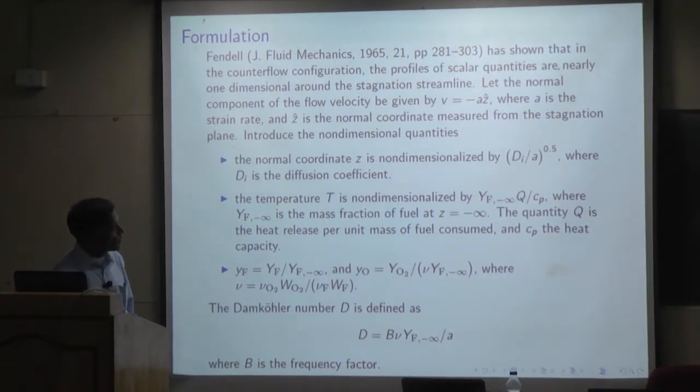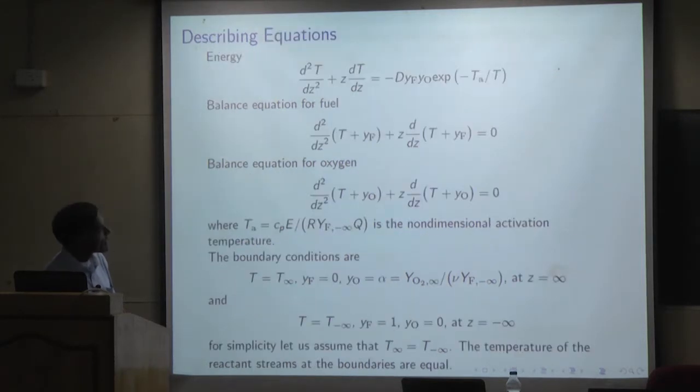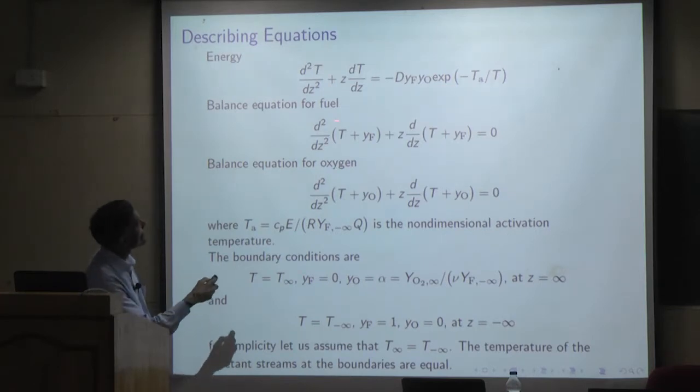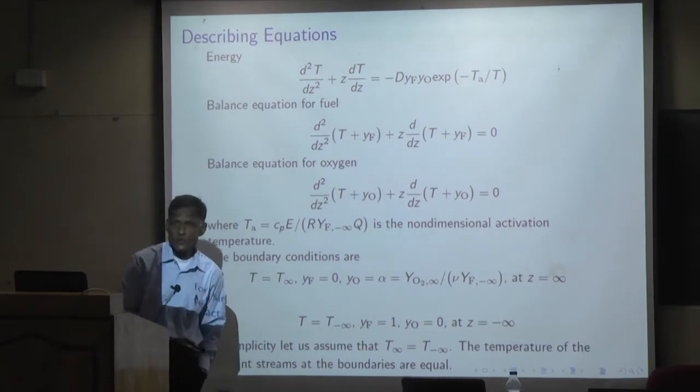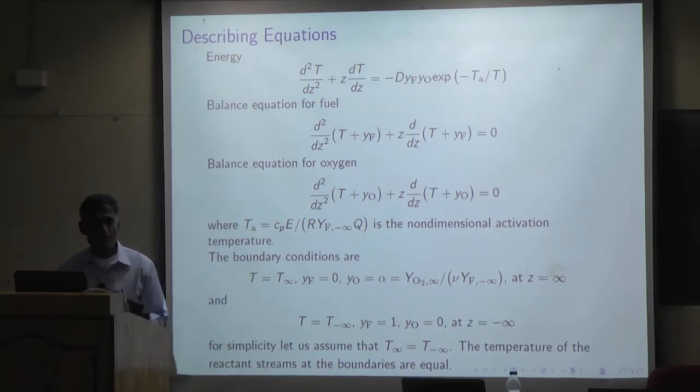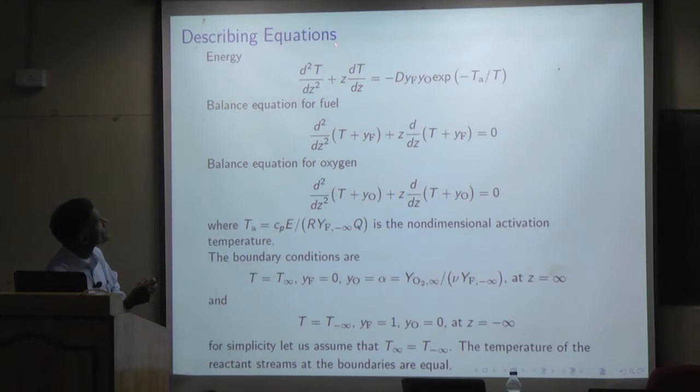Okay. So now, with these non-dimensionalized variables, non-dimensionalized Z, normalized mass fractions, and the D given in this form, it can be shown that the energy conservation equation can be written in this form. Again, I strongly urge you to write down the energy conservation equation and convince yourself that that is the energy equation in the non-dimensional form, okay?